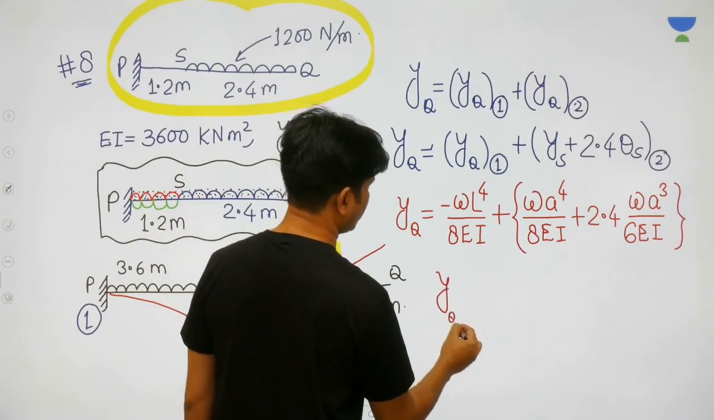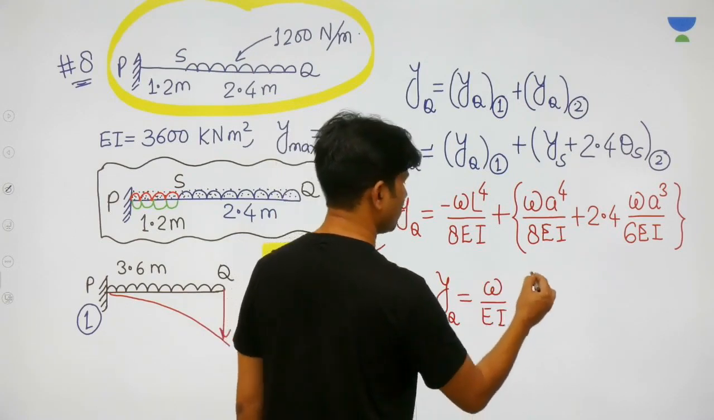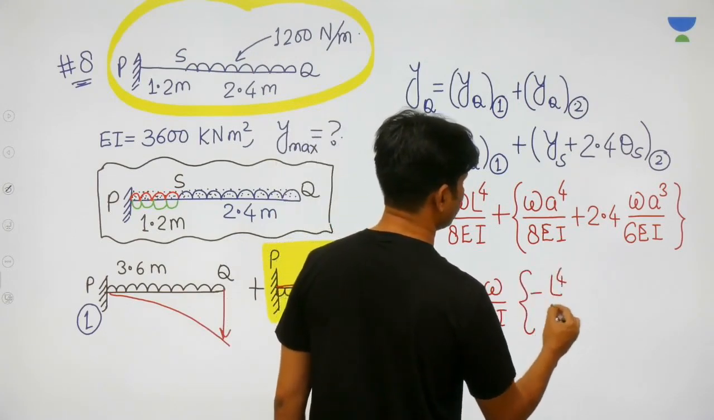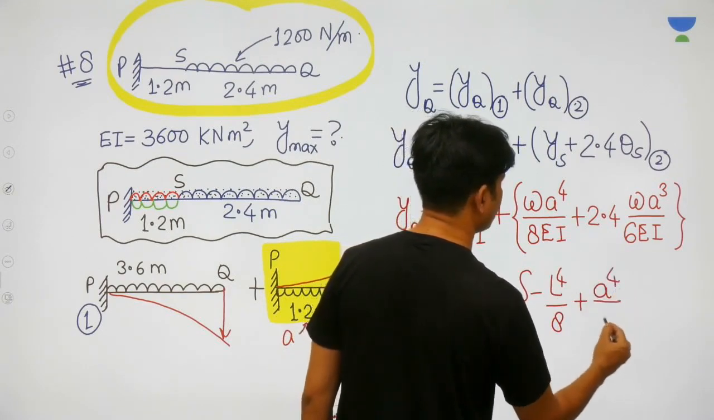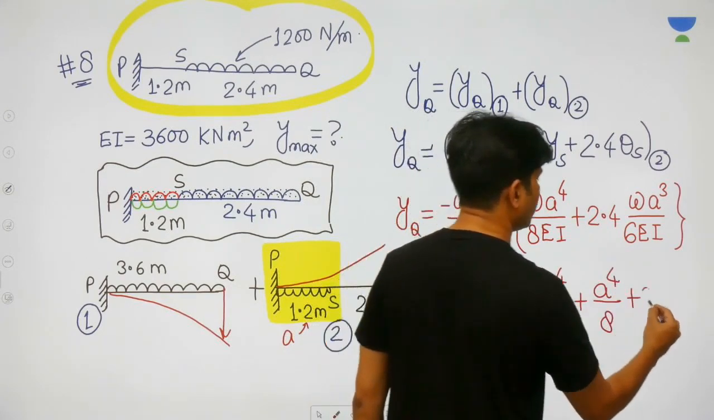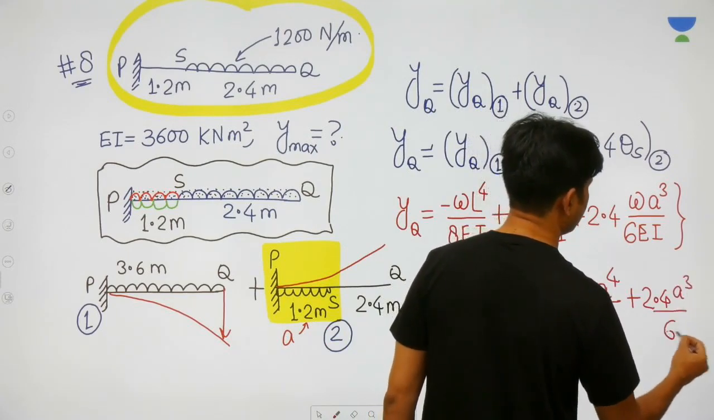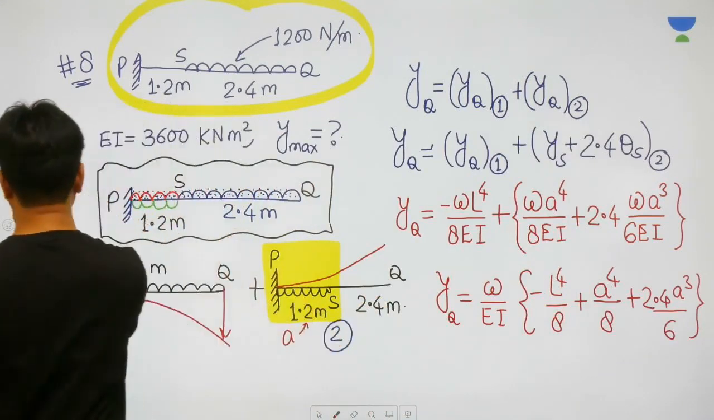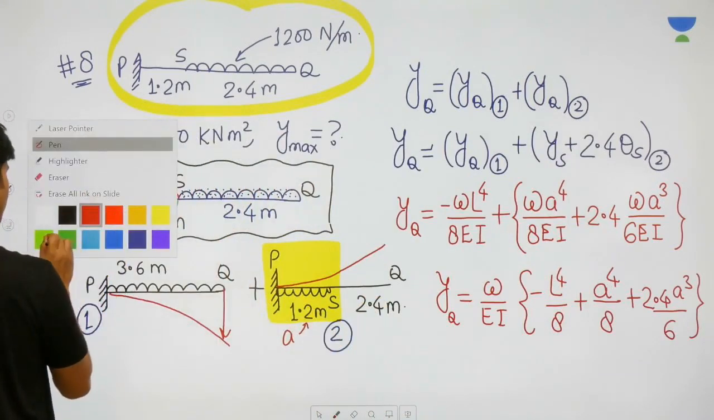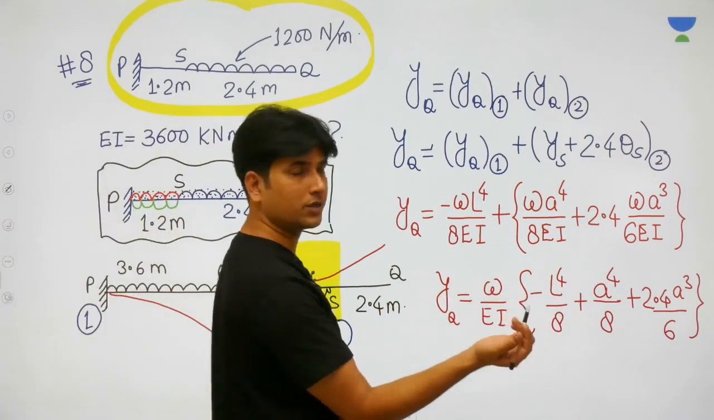If we take omega and EI common here, then my dear friends, we'll be left with L raised to 4 divided by 8, and then we'll be left with A raised to 4 divided by 8, and finally we'll be left with 2.4 into A cube divided by 6. Now you can put all the values, and in one line you can get the answer.